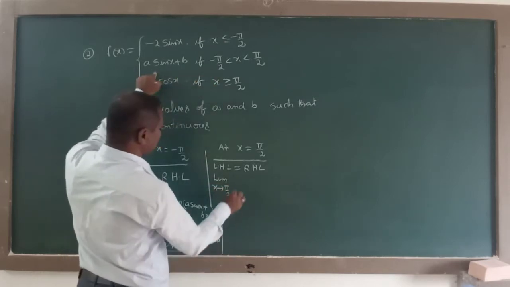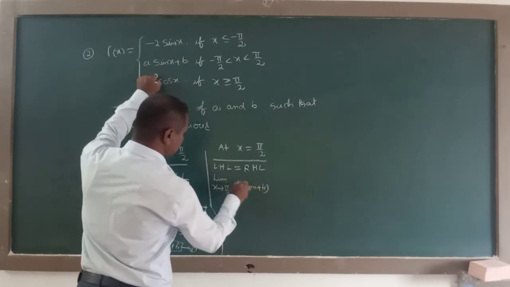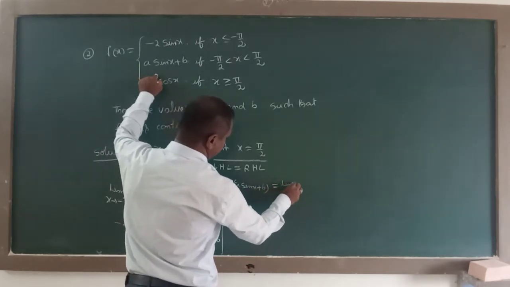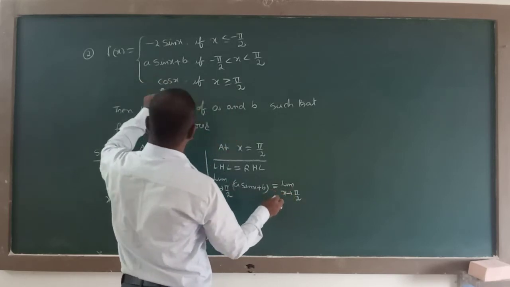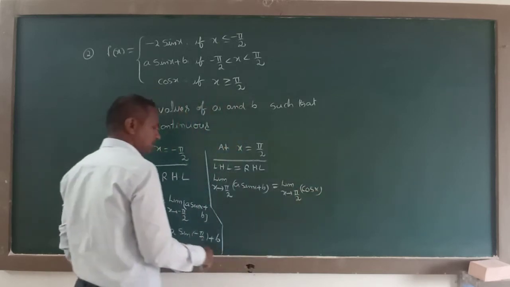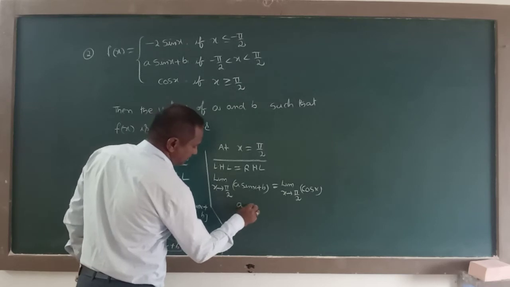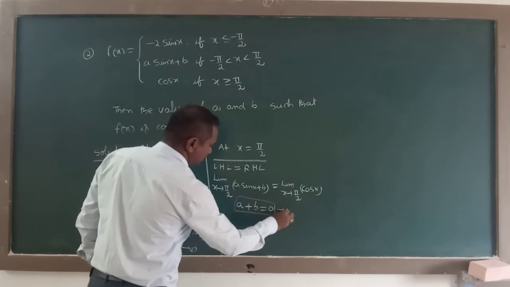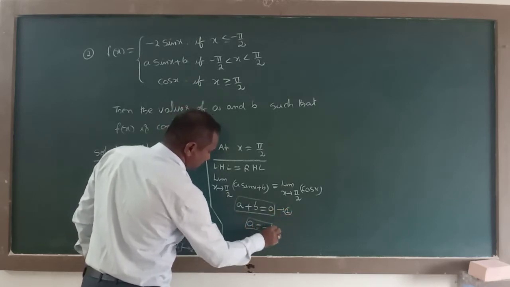Corresponding to the less than symbol, a sin x plus b is equal to limit x tending to pi by 2, corresponding to the greater than symbol pi by 2, where cos x is there. We can apply: a sin 90 is 1, that is a into 1, a plus b cos 90 is 0. A plus b is equal to 0, equation number 2, or you can write a is equal to minus b.